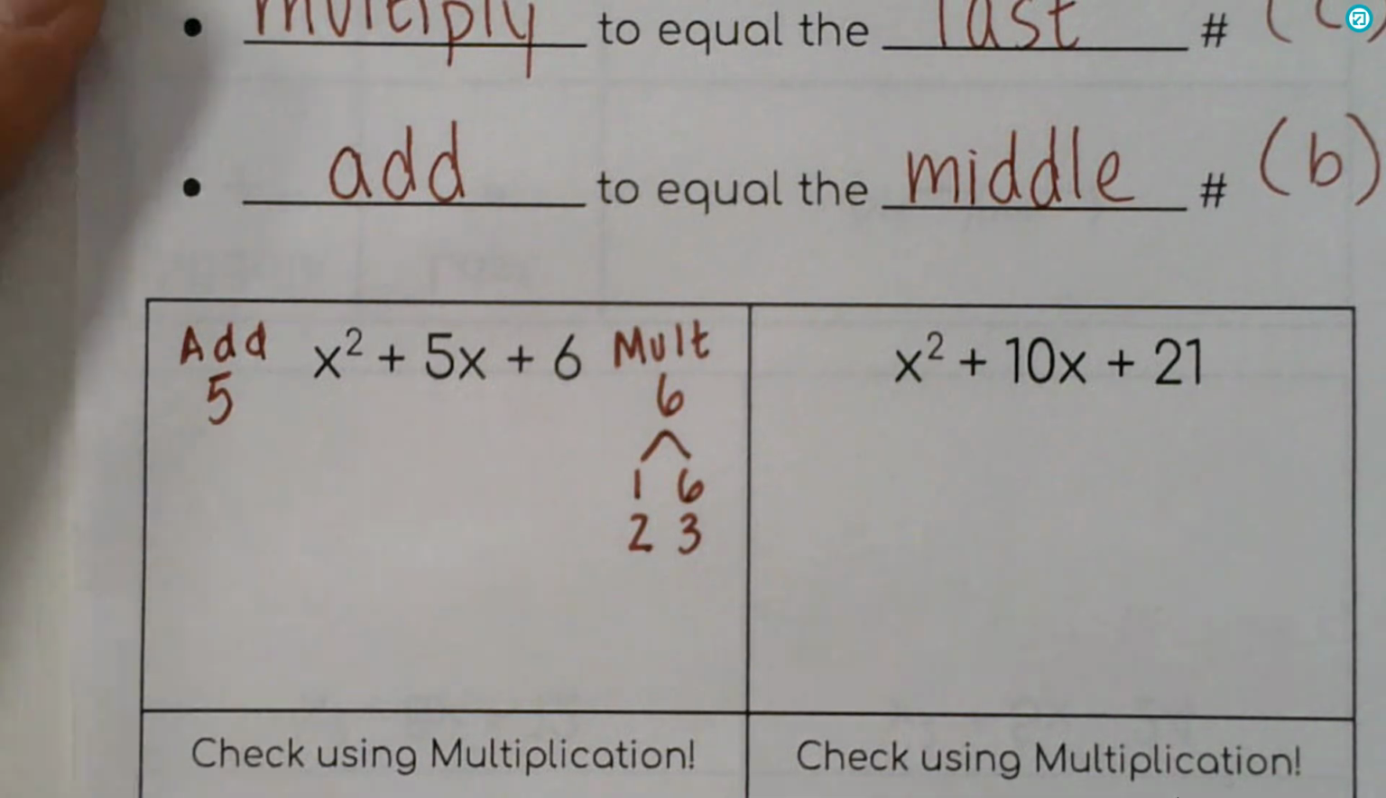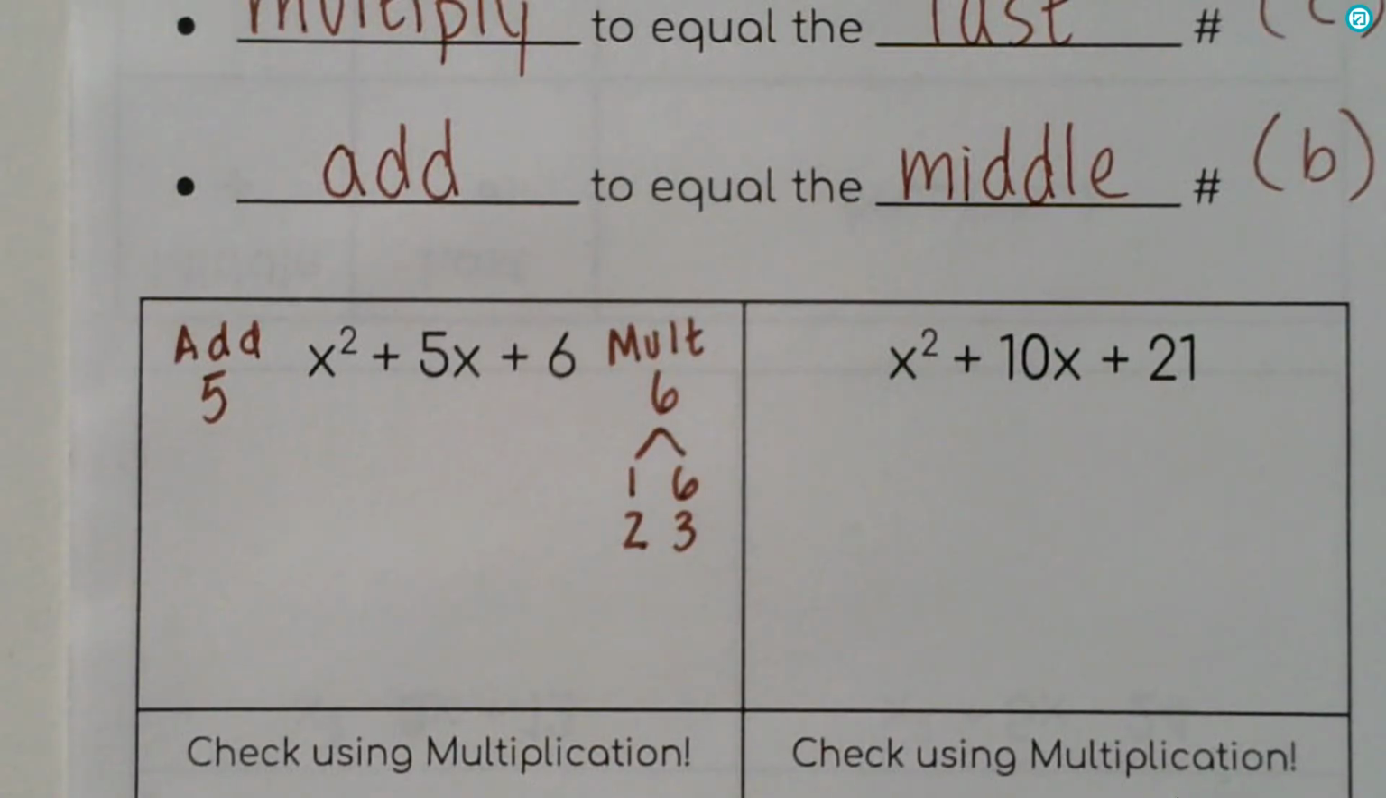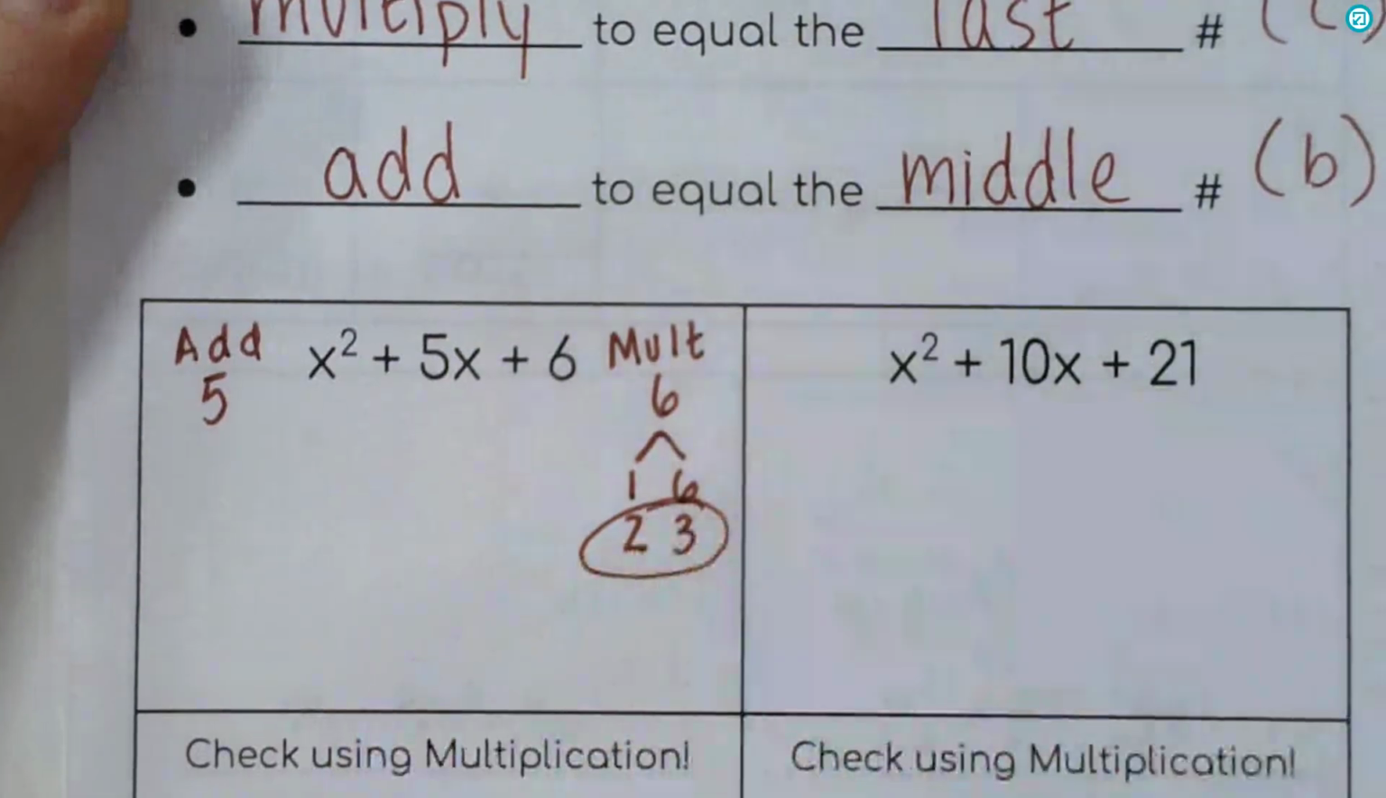So right now I'm trying to add to be positive and multiply to be positive, so I don't need to worry about any negatives yet. We don't want to make anything negative because we're not trying to multiply to be a negative. So multiply to be positive 6, add to be positive 5: 2 and 3. So I'm going to circle those.